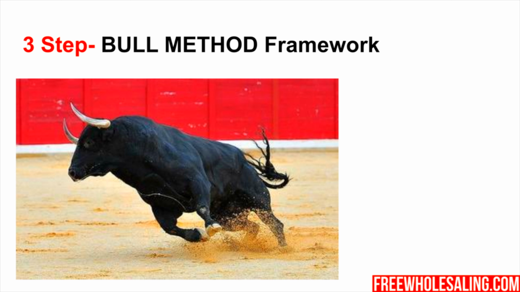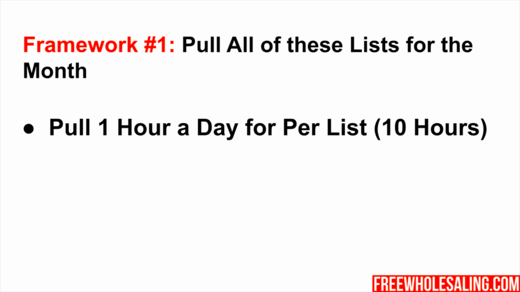So how to actually use these lists for massive success. Framework number 1: we are going to pull all these lists for the month. For next month or this month, we're going to spend an hour a day, every single week, per list. So what does that mean? That means every single list, at least 10 hours a week. That's a lot, I know. Have a VA do it if you have too much on your plate, or maybe it takes you 30 minutes to do a list, fine.